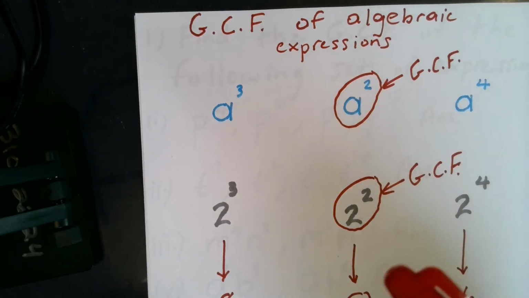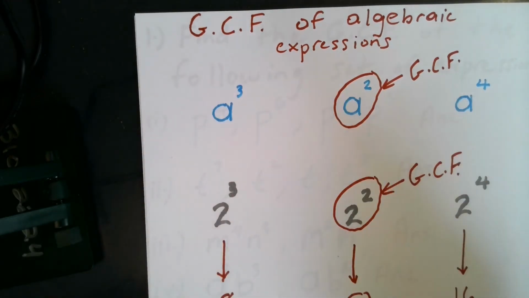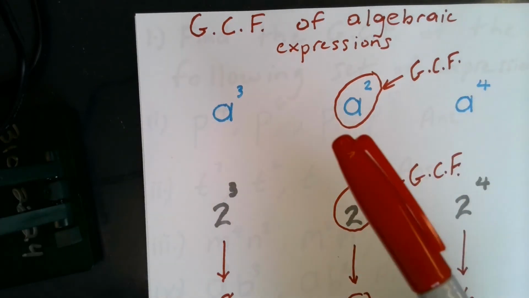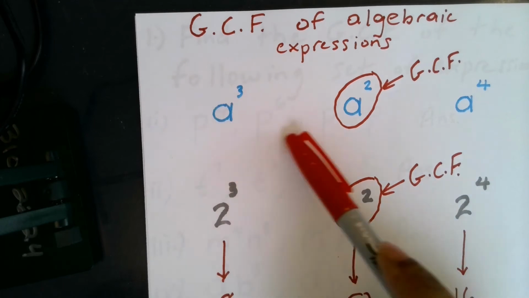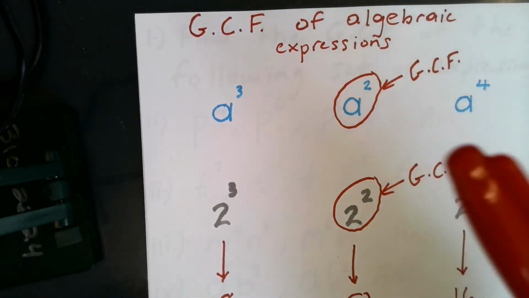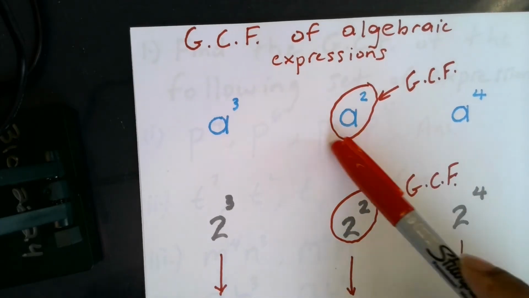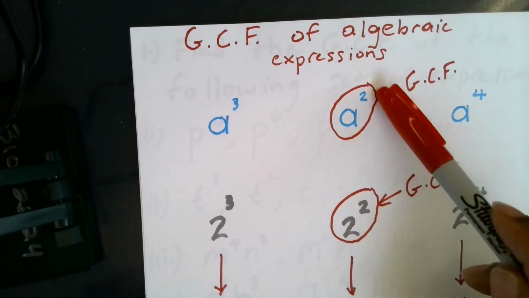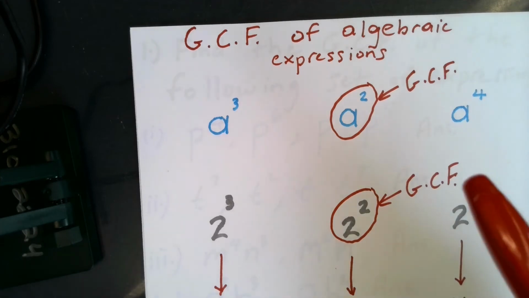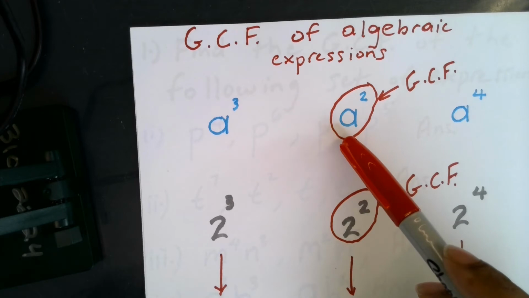All right? So let me repeat that. Each expression has the same base. The base is a. All right? So when the bases are the same and you want to find the greatest common factor, you choose the one with the smallest exponent. All right? Very important. You choose the one that has the smallest exponent. All right?